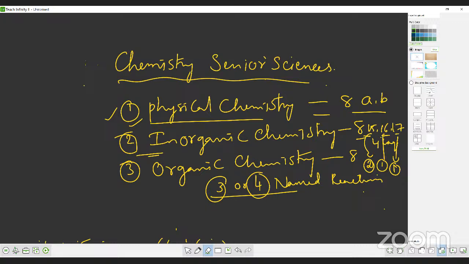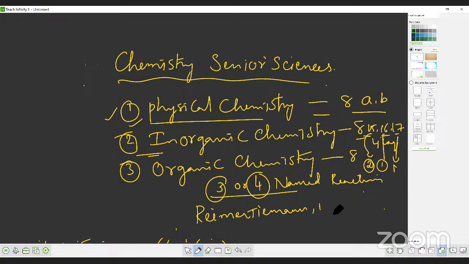But these days they are not giving the electrolytic method, they are giving the laboratory method only for preparation of chlorine, right? So from organic chemistry, the most important name reaction is the Reimer-Tiemann reaction. This is the most important reaction. You will definitely find this reaction in the paper.